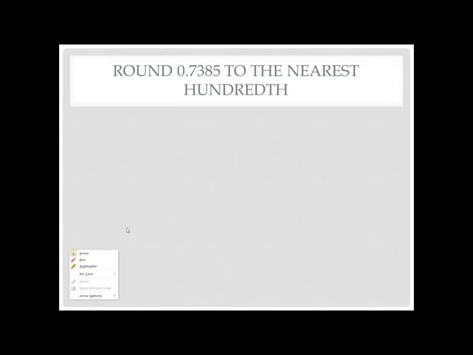Okay, round to the nearest hundredth. Now to round a decimal number, first thing you want to do is find out what they want you to round it to. So in this case we have 0.7385. So the digit that is in the hundredths place is the 3, right there. So we have to make sure we look to the number at the right of that number to see if we need to round this 3 up to 4 or leave it the same.